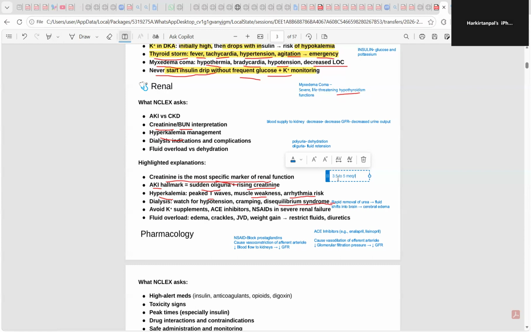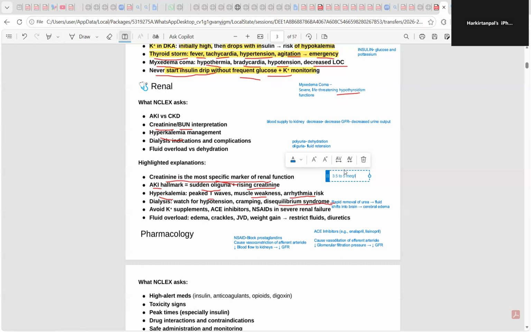Arrhythmia can occur. So how can we identify that the client's condition is worsening? We can monitor the ECG. If there is a tall T wave, that indicates hyperkalemia. We can also monitor the blood potassium level. 3.5 to 5 is normal. If it is greater than 5.5, the client needs immediate attention.